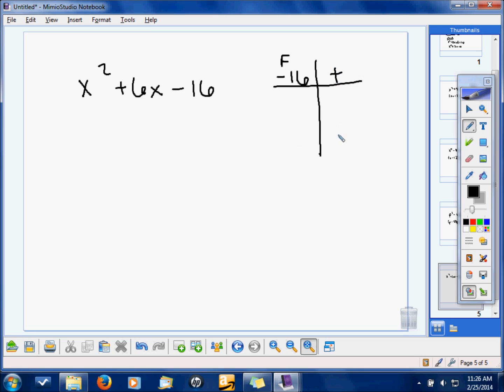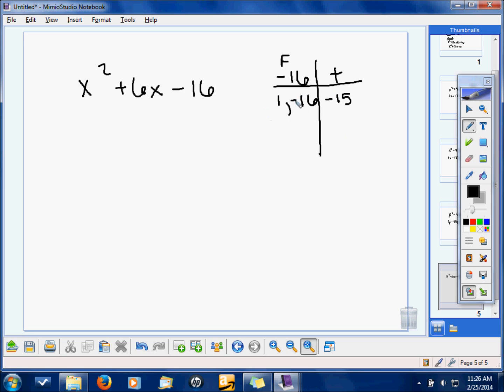We're still going to add. But in order to get a negative, you have to multiply a positive times a negative. So we have to be a little more careful here. We have to look at the positive version and the negative version of the factors. So let's start with positive 1 and negative 16. That's going to give us negative 15.